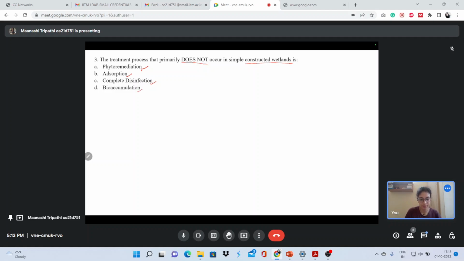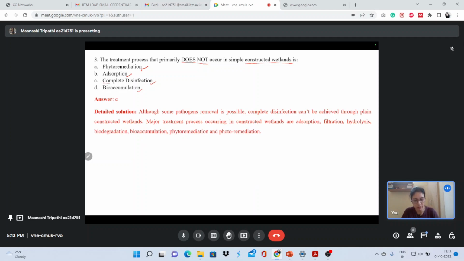We'll see the answer. Answer is complete disinfection. Okay. Phytoremediation is there because plants will be there, adsorption due to substrate, and bioaccumulation will be there because the plant will be absorbing something, and any pollutant, for example antibiotic, will remain inside the plants, and if some animal eats the plant, this thing will go inside their body as well.